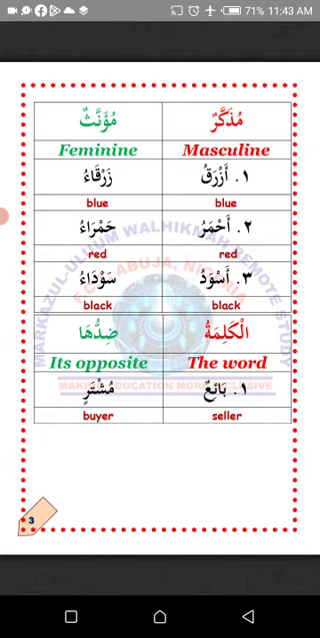ثلاثة, number three. أسود, black. سوداء, black. So we use aswad to describe a male object, and sauda to describe a female object. For instance, هذا كتاب أسود. This is a black book. هذا قلم أسود. This is a black pen.